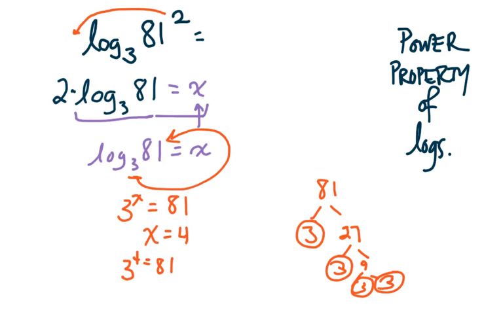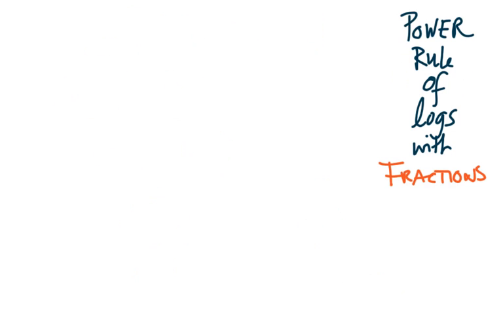Now, what we need to do now is, since we know this is the same as 2 times x, and our x is 4, we determined, then basically our answer is 8. So 8 is our answer for what the log base 3 of 81 to the 2nd power is.